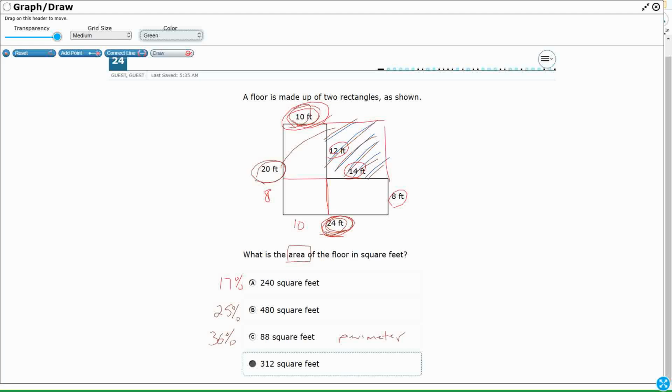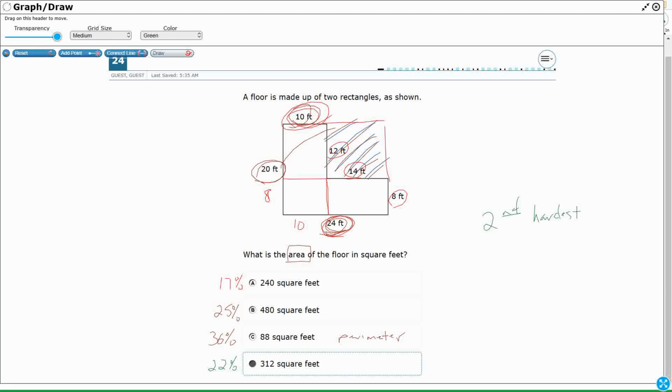And then 312 square feet is the correct answer. Look at this, 22%, less than a quarter got this correct. And so that's a little bit concerning. This is the second hardest problem on the test. I don't necessarily think the math is that hard.